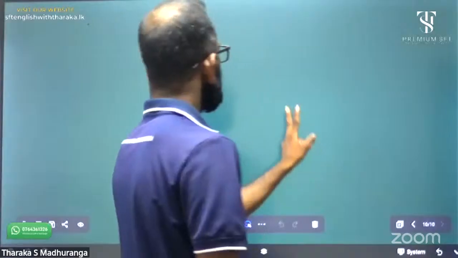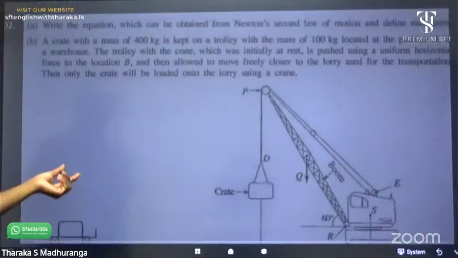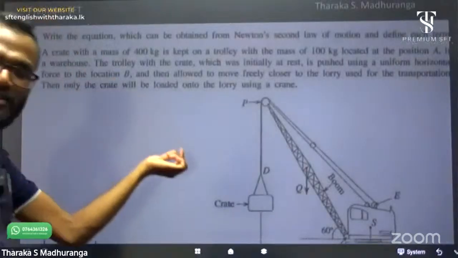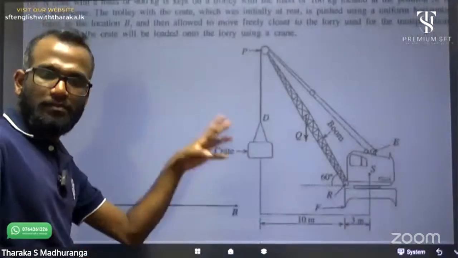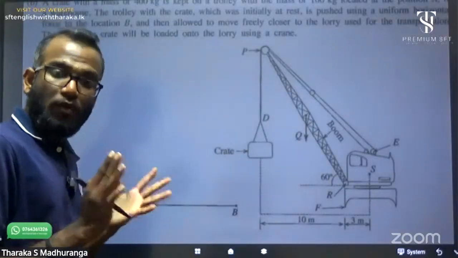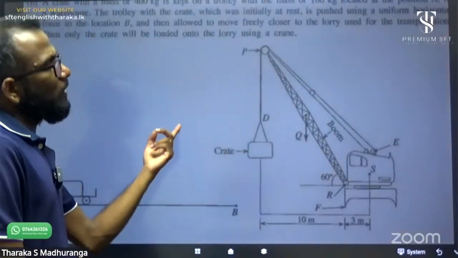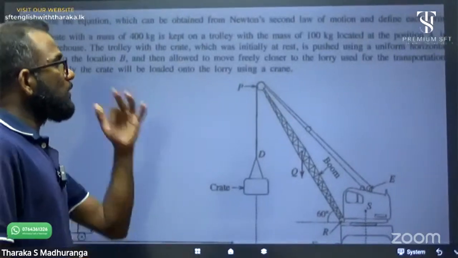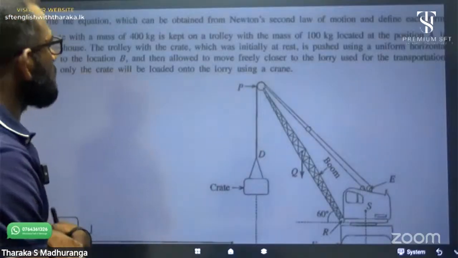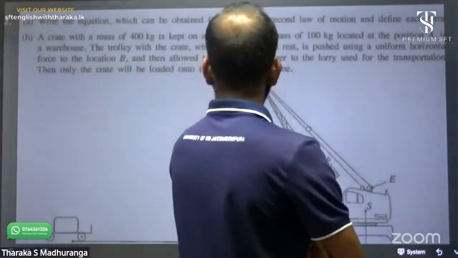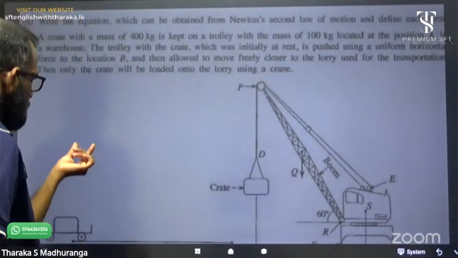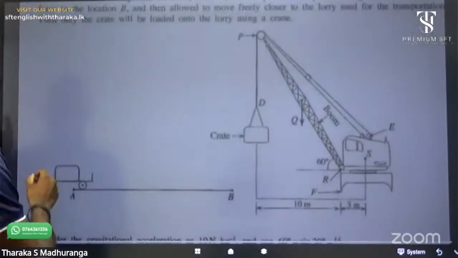Next up. This type of question is the same as our first question. It has a complicated diagram, but you have to clearly understand it as a story. A crate with a mass of 400 kilogram is kept on a trolley with the mass of 100 kilogram. Okay, this is a trolley.